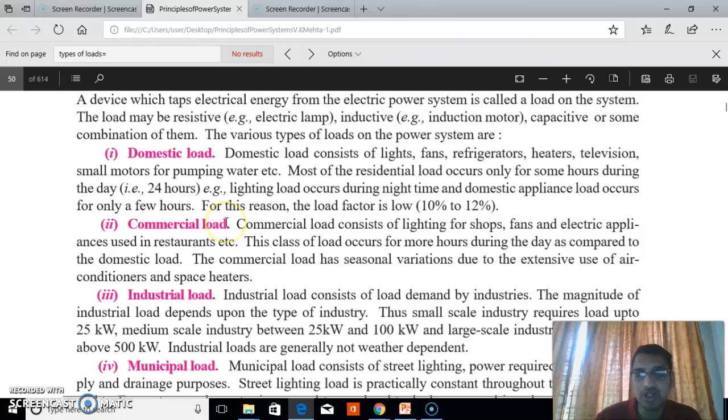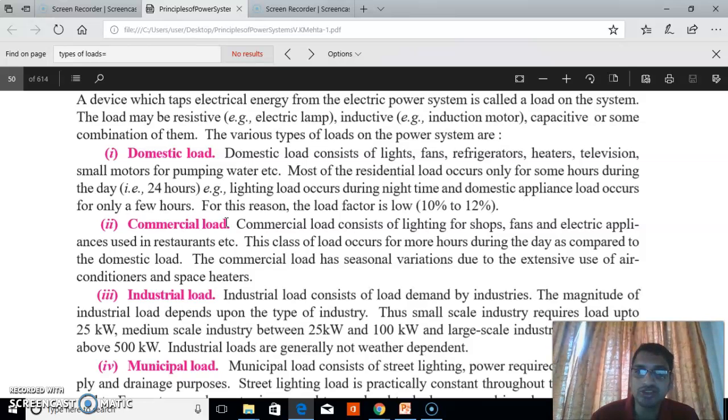The next one is commercial load. Commercial load is nothing but the fans, lights, air conditioners, heaters, and small motors used in a commercial building. The loads or appliances used in a commercial building are known as commercial load. For example, in a shopping mall or a cinema hall. The loads in a cinema hall are categorized as commercial load, and so are the loads in a shopping mall.